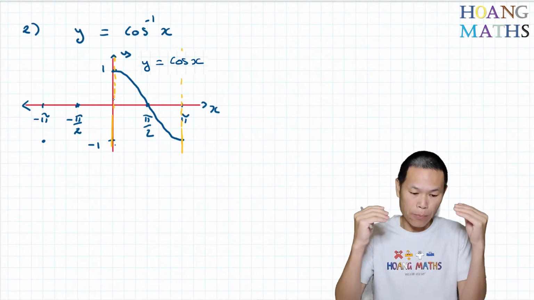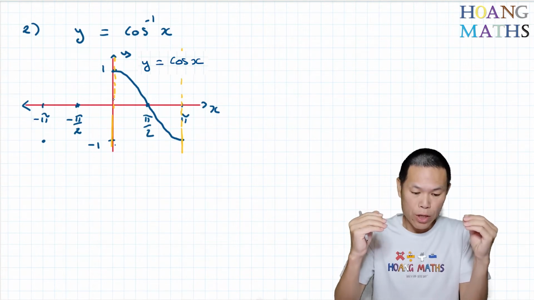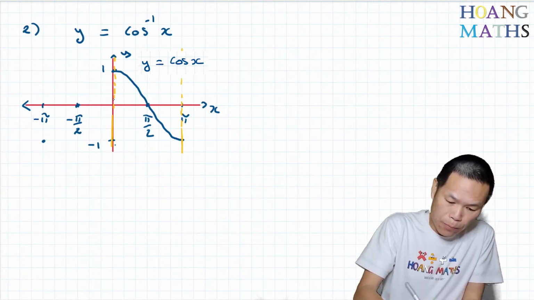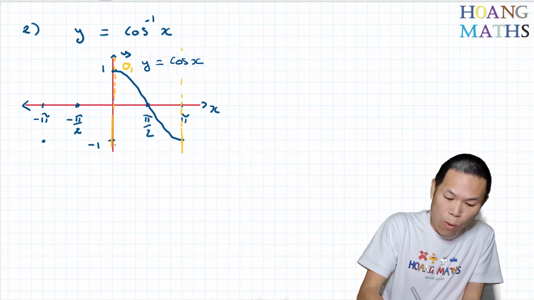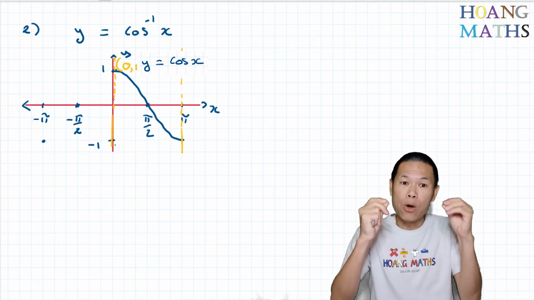Now to get the inverse cos of x, we know that this point here is 0, 1. So it becomes 1, 0.